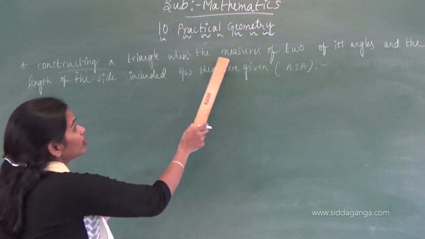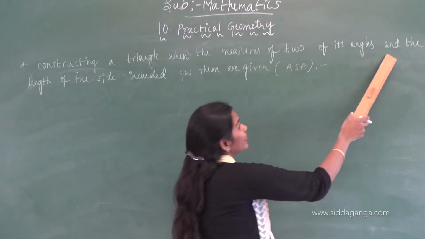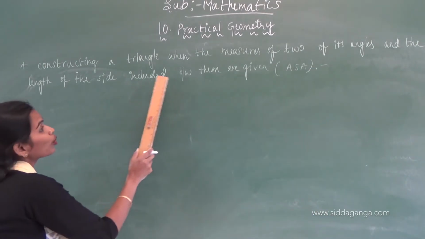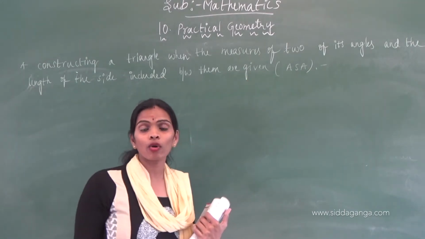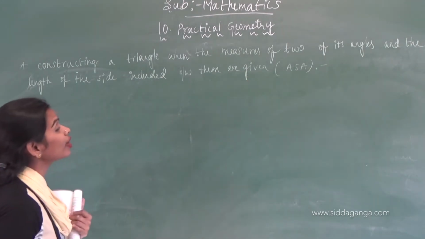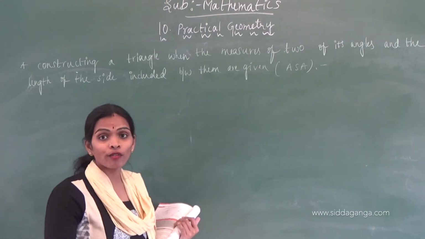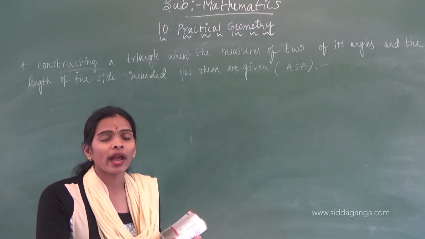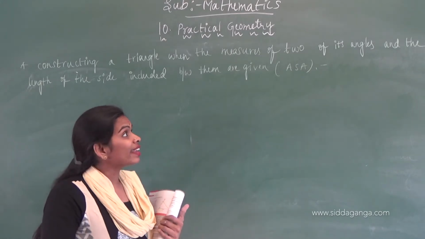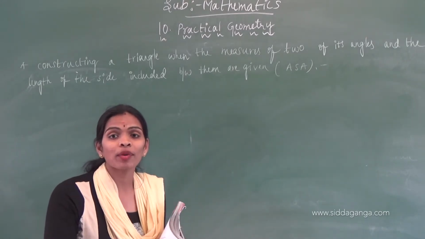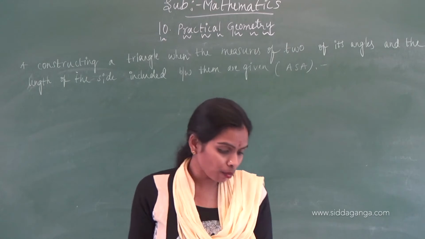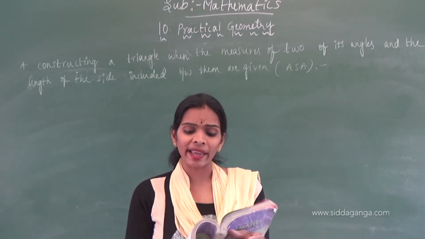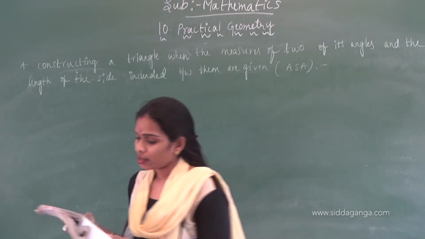Constructing a triangle when the measures of two of its angles and the length of the side included between them are given. Here we are going to construct a triangle when we know two angles of the triangle and the included side between the angles. I am giving one example, after that you will know how to construct a triangle when we know two angles and the included side.